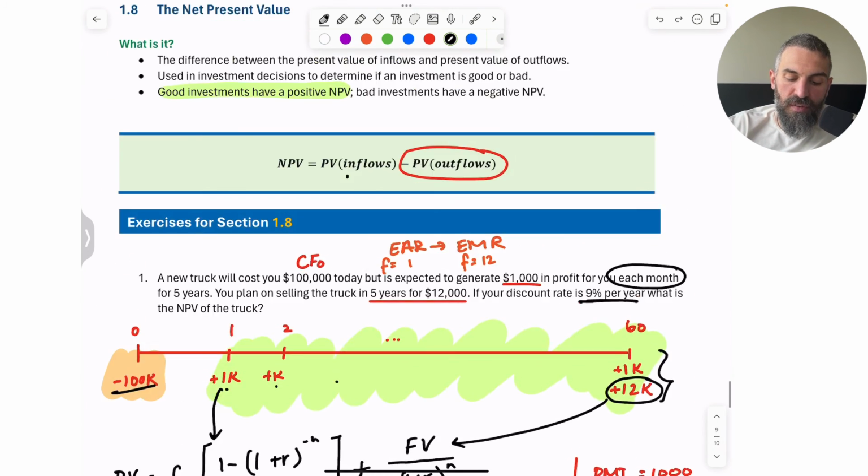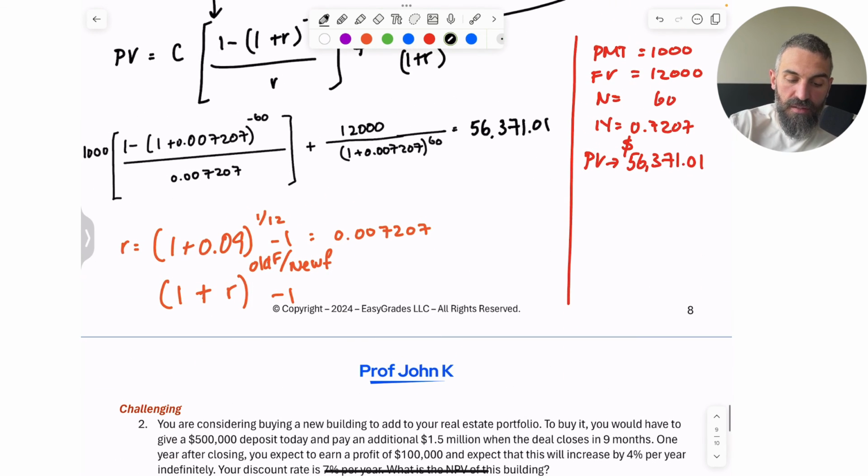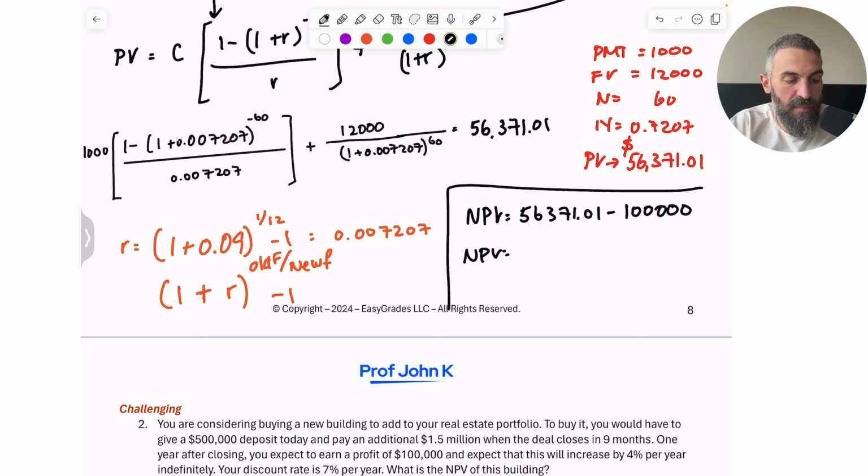To find the net present value, you need to take that number now and subtract the outflow. So basically your NPV here, in this last step, doesn't matter if you're using a financial calculator or regular calculator, for this step it'd be the same. You're going to take the inflow of 56,371.01, and you're going to subtract the outflow, which in this case was 100,000. And you'll see that in this case, you have a negative net present value. So this is a bad investment. This means that you're paying today more than the total value that you're going to get from this purchase.